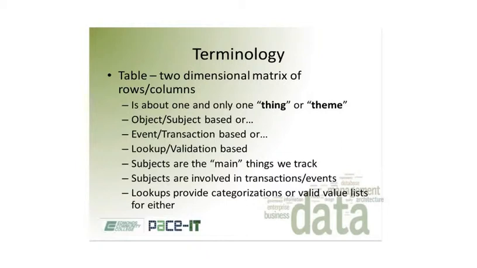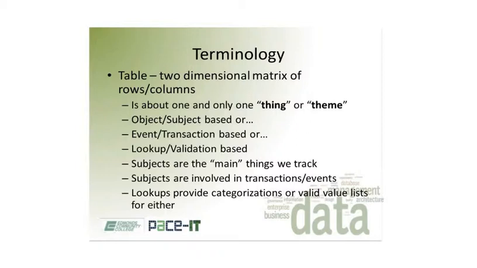Now we'll get into refining terminology a little better. So a table is defined as a two-dimensional matrix of rows and columns. When we get into some more advanced studies in data warehousing, we'll see that we can build cubes, which are n-dimensional. It could be 3, 4, 5, 6, 7, 8-dimensional. But in relational, we're dealing with 2 dimensions, rows in one dimension, columns in the other. And one of the most important things to understand about a relation is it is about one and only one thing, sometimes called a theme. As soon as you start mixing themes, you're going to wind up with an improperly designed relation.